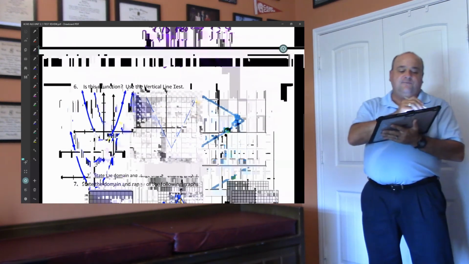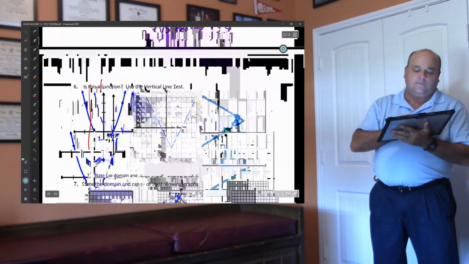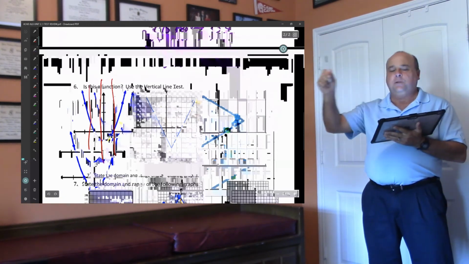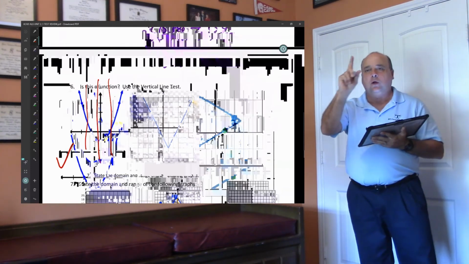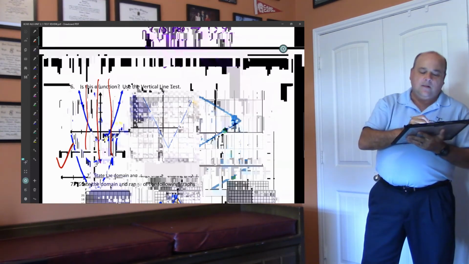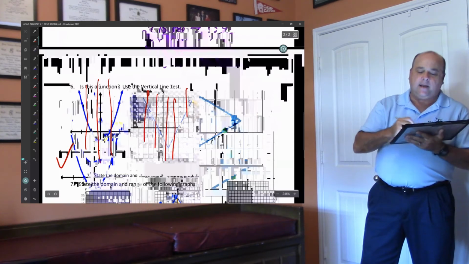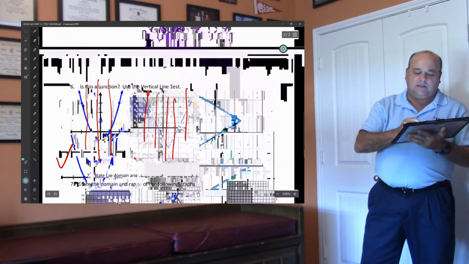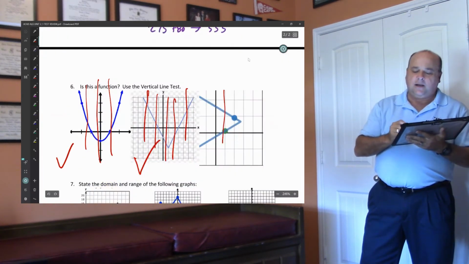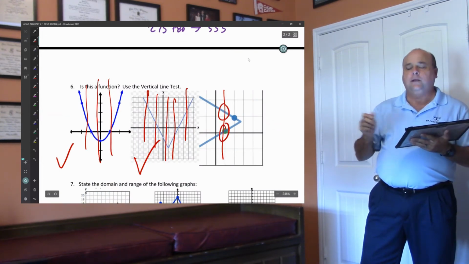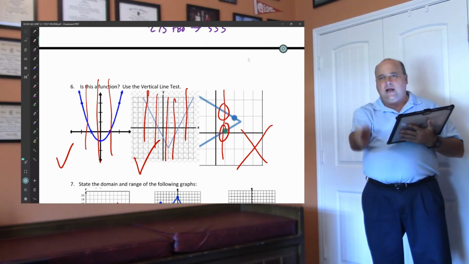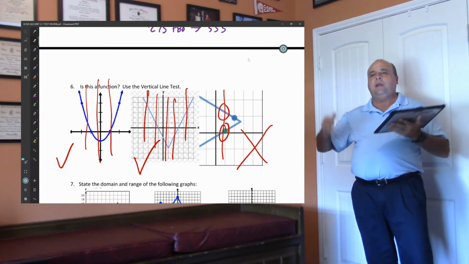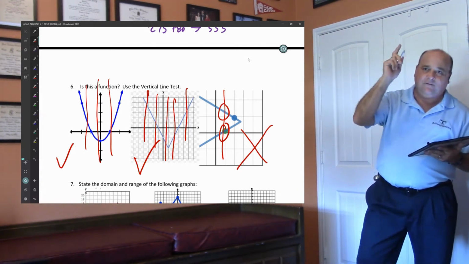Is this a function? So all you have to do is draw vertical lines. Just slide your pencil across. This would be a function, wouldn't it? Because the pencil only crosses the graph once. This also, a vertical line, would only cross it once. This is a function. This right here, the x would repeat, wouldn't it? This is not a function. Okay, so a vertical line, if it crosses twice, the x is repeating. If the x repeats, it's not a function.